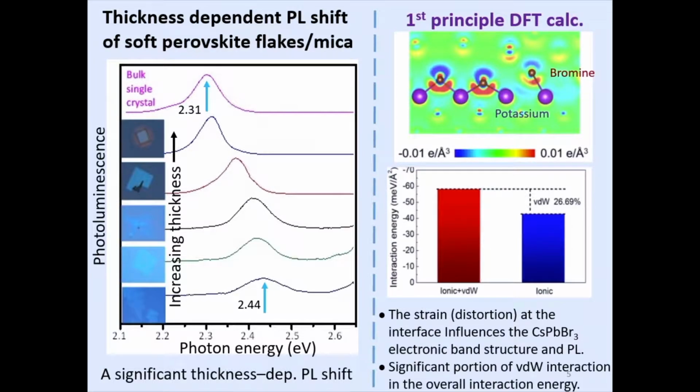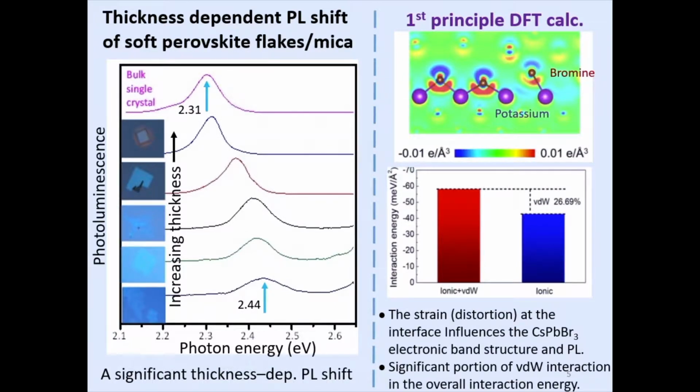photoluminescence study from different thicknesses of flakes. This is the thinnest one. The peak of the PL is about 2.44 eV. When you increase the thickness of the flakes to maybe 30 nanometers, this peak is almost like the bulk photoluminescence peak.